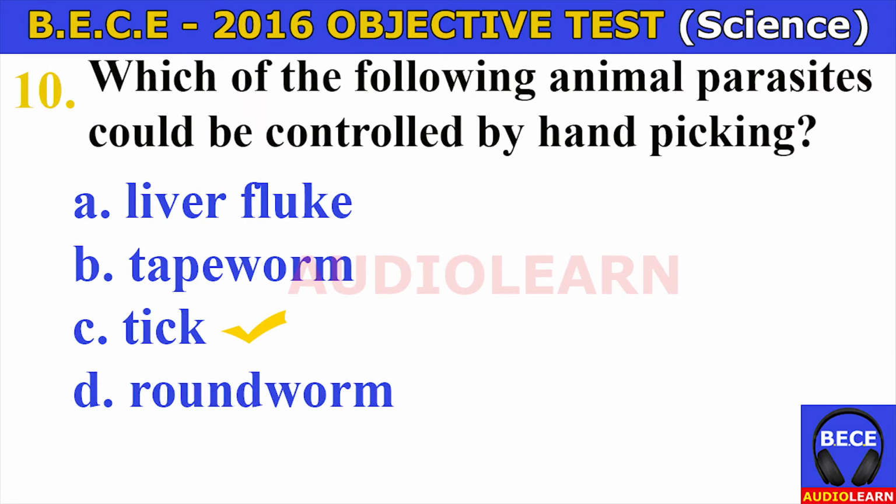Number 10. Which of the following animal parasites could be controlled by hand picking? A. Liver fluke, B. Tapeworm, C. Tick, D. Roundworm. And the answer is C. Tick. Which of the following animal parasites could be controlled by hand picking? And it's C, tick.